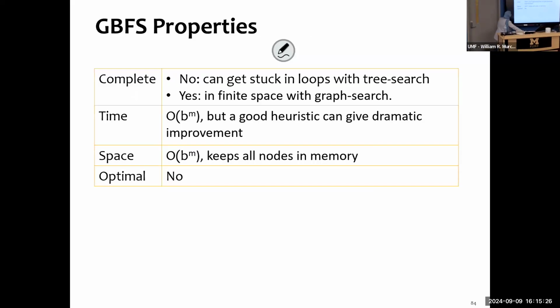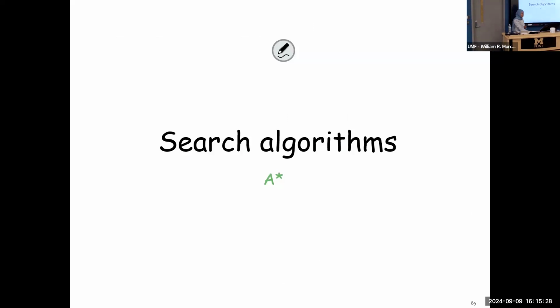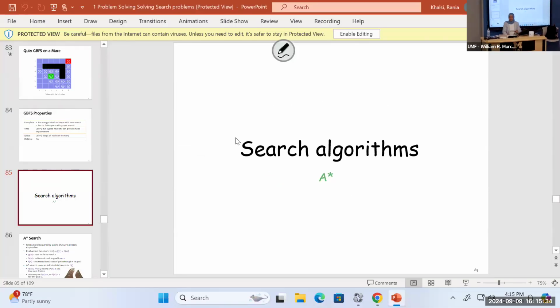So I believe that we are done. Next time we will move to the A-star algorithm, and we start the rest of the algorithms, like game algorithms, like min-max and so on.